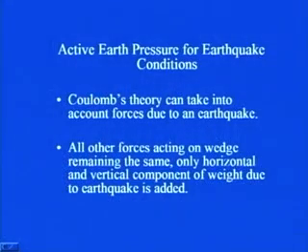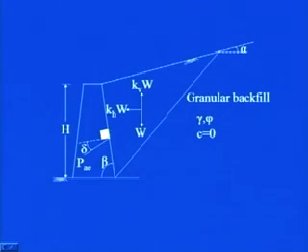So you see that this is again another advantage of Coulomb's theory over Rankine's earth pressure theory, that it can take into account forces due to an earthquake. So what is going to be the difference between the earthquake condition and the condition when the earthquake is not there? All the forces remaining same, only horizontal and vertical component of weight due to earthquake will be added. Now let us see how it comes into picture.